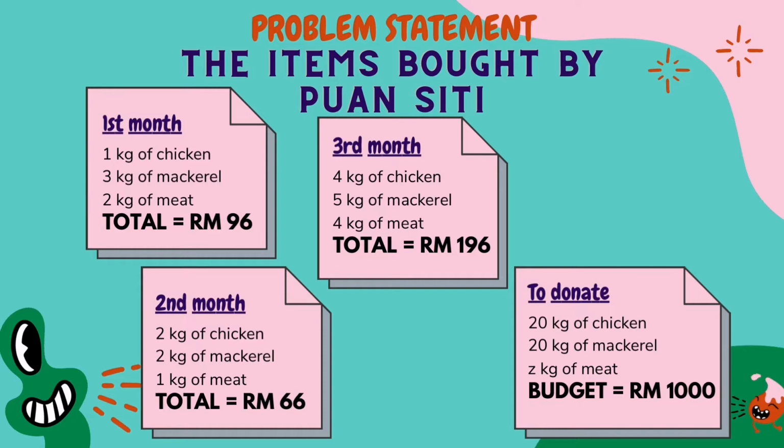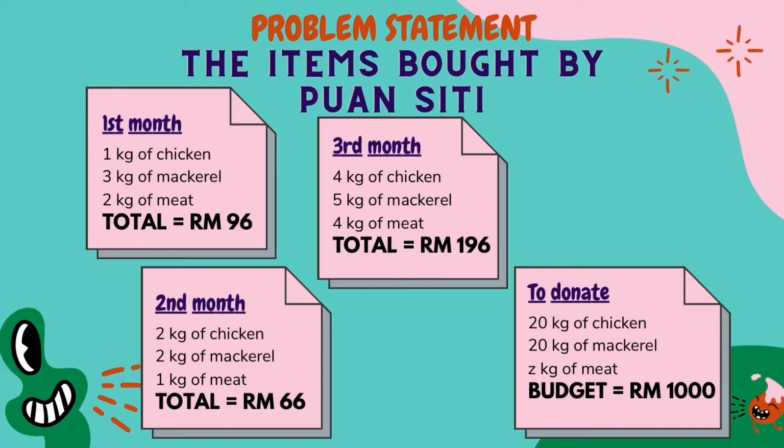Since Hari Raya is approaching, Puan City decided to go to the market and buy some groceries to prepare Hari Raya meals for her family and guests. She bought 4 kg of chicken and 4 kg of meat to make some rendang, and 5 kg of mackerel to make some laksa. The total spending of Puan City for the Hari Raya meal is 196 ringgit. Puan City needs to know the price of each of chicken, mackerel and meat so that she can set her budget every time she buys groceries, to make sure that she will not overspend.